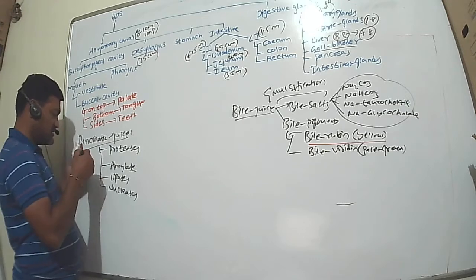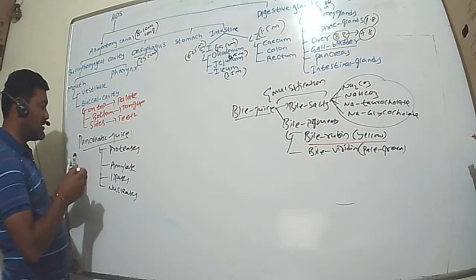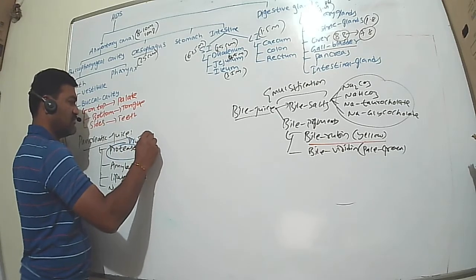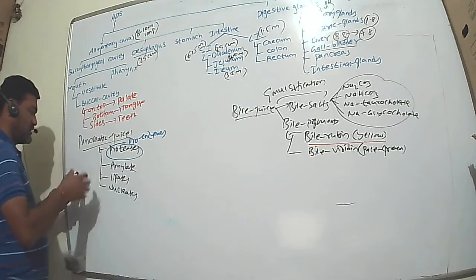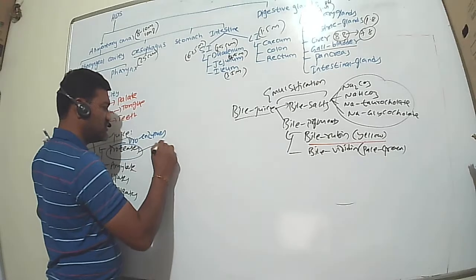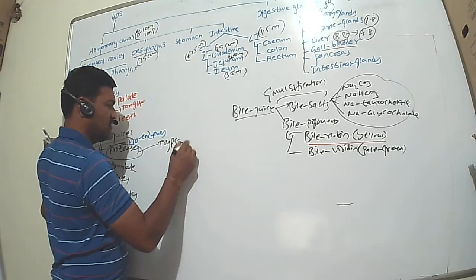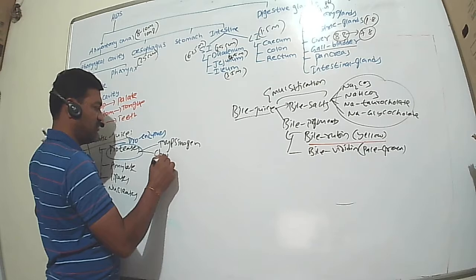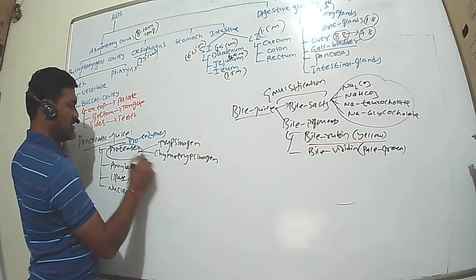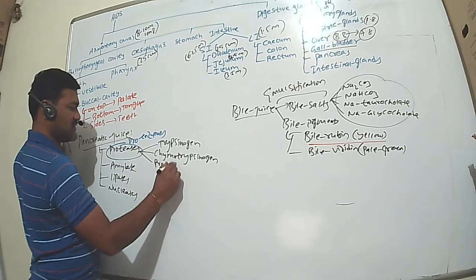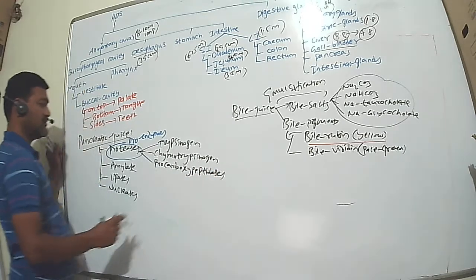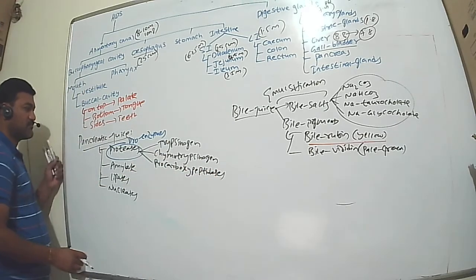But remember, these proteases are in inactive form, which we call proenzymes. Means they are produced in inactive form. For example, you may have trypsinogen, chymotrypsinogen, and procarboxypeptidases. All these enzymes are in inactive form.